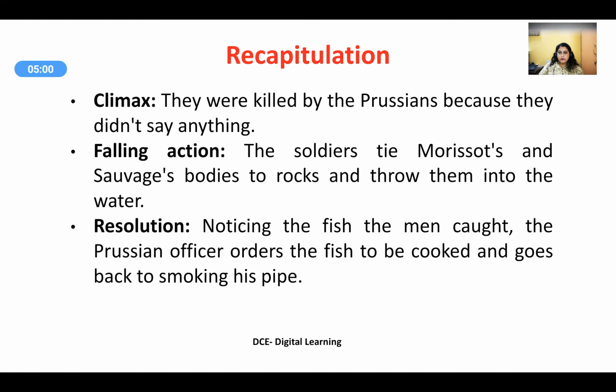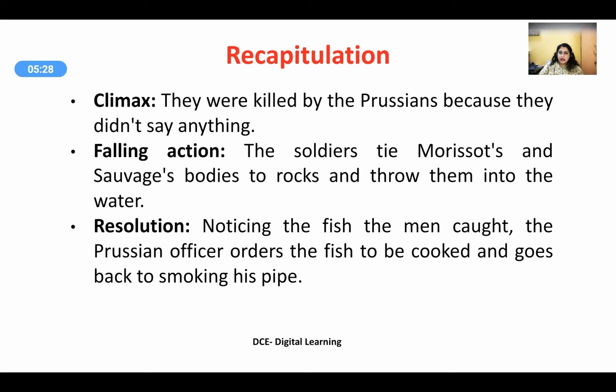Climax can be said to be the peak of any tragedy, the culmination wherein everything comes to an end, the action that has been meant to be happening there. So what happens in the climax? The two friends were killed by the Prussians because they didn't say anything. That is to say, when the Prussian general forced both the friends to reveal the password to enter the city, both of them declined under tremendous pressure.